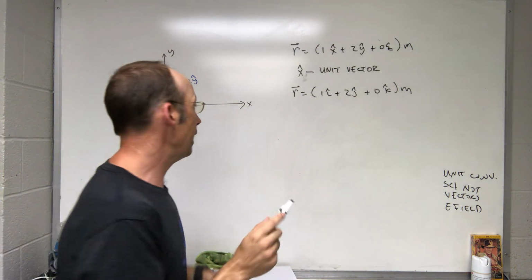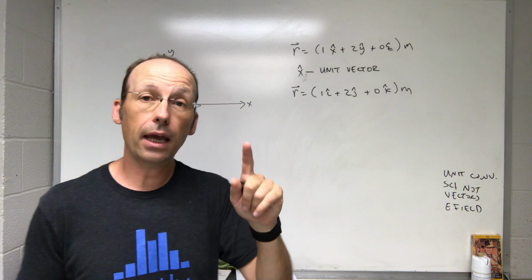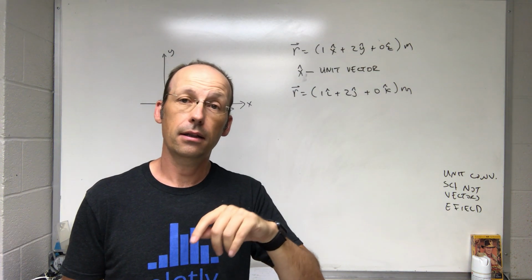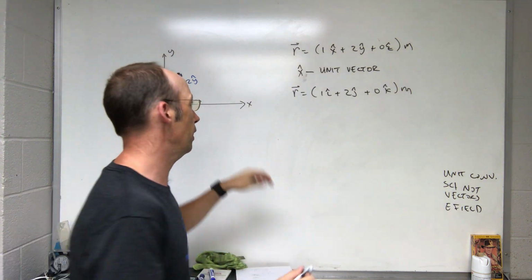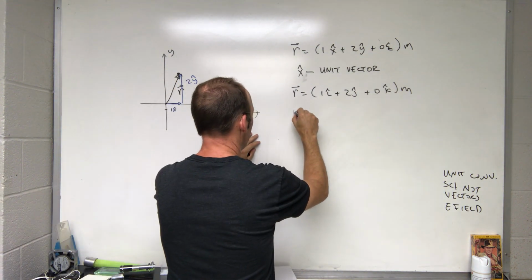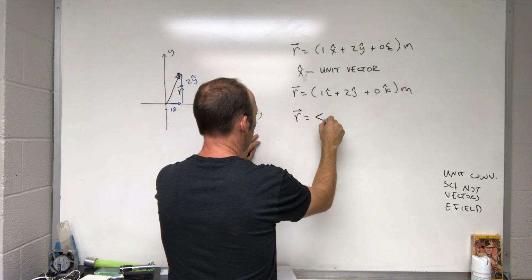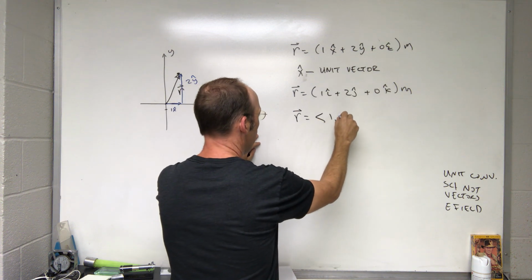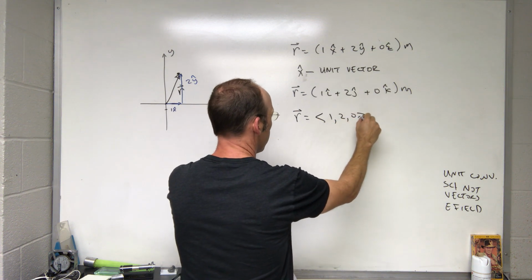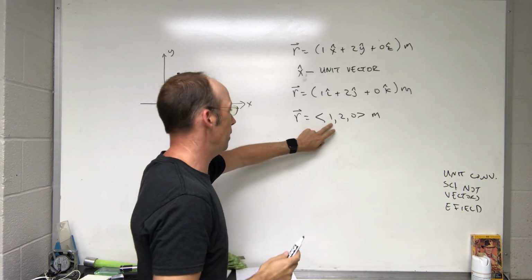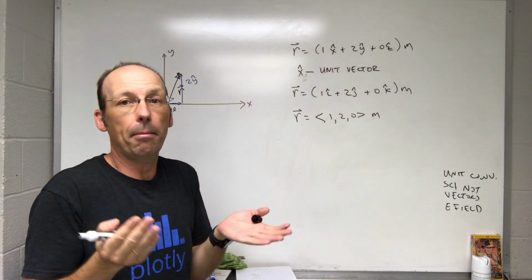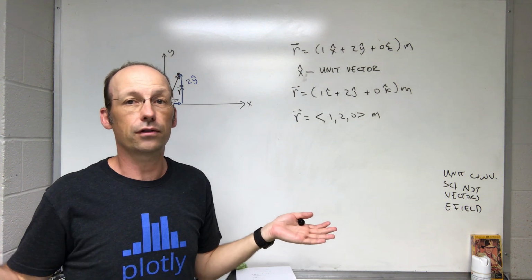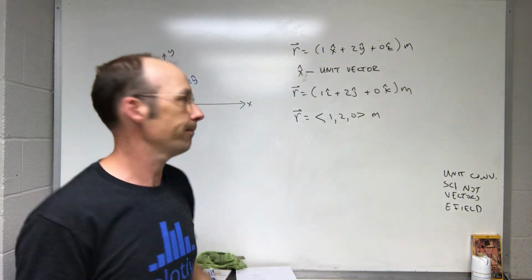Okay, so next we have one other way to write this vector, and this is the way that I prefer. My favorite textbook does it this way. It writes it like this: r equals angle bracket 1 comma 2 comma 0 closed angle bracket meters. So these are my x hat, y hat, z hat components, and it's just a more compact notation, so you don't have to write all that addition of stuff. It means the exact same thing.